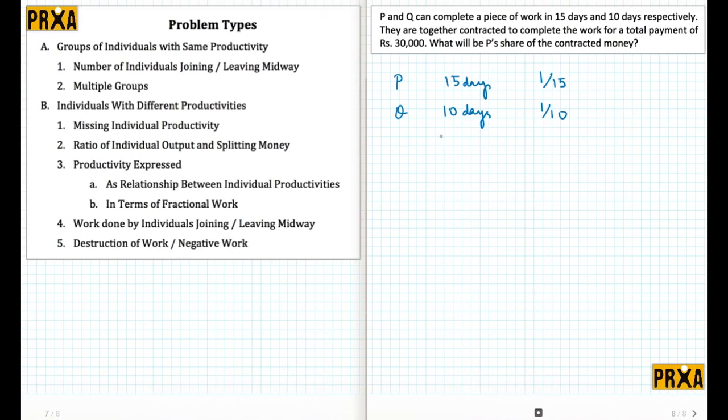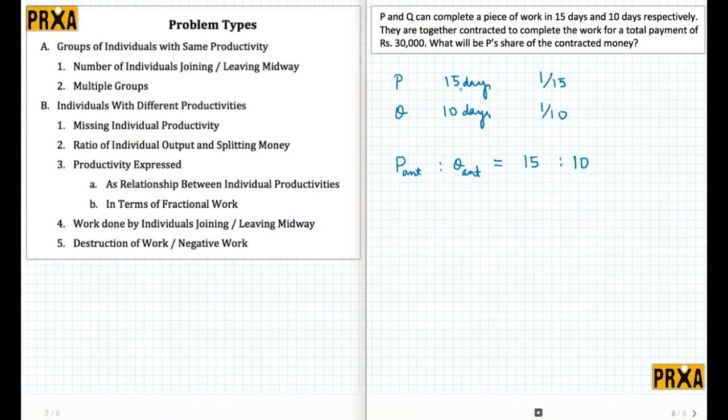Now for a lot of students, I've found that what they would say is the amount of money that P must get, P's amount is to Q's amount should be in the ratio 15 is to 10, which is the number of days that P takes to finish the job and the number of days that Q takes to finish the job. But is it right? Look at what the problem here is. If P takes 15 days to do the job and Q takes only 10 days to finish the same job, doesn't it mean that P is taking longer to do the same job?